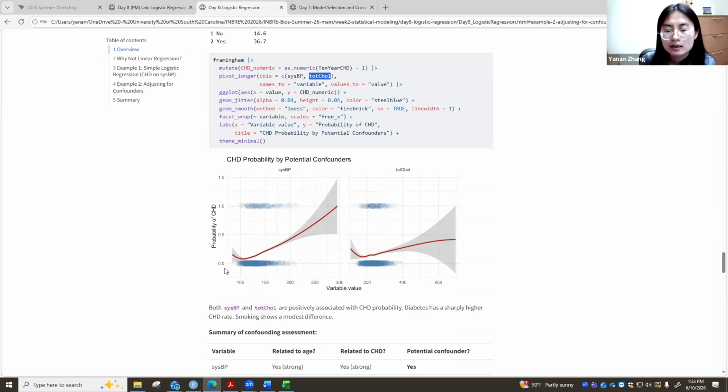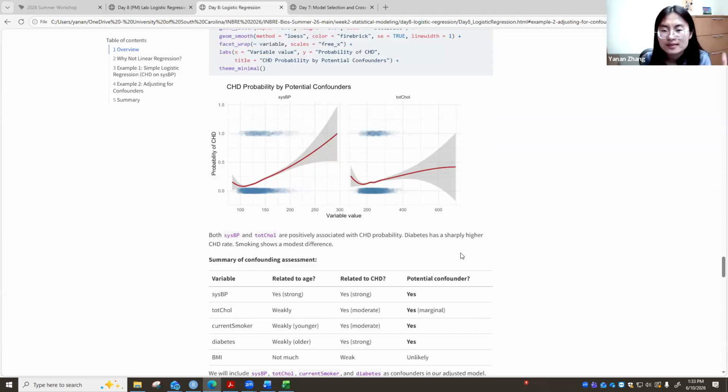So we can just do the same thing as we did in the previous step, but now the vertical axis is the probability of coronary heart disease. Okay, so we can see a clear increasing, or positive, relationship between the systolic blood pressure and the probability of coronary heart disease, and similarly for the total cholesterol.